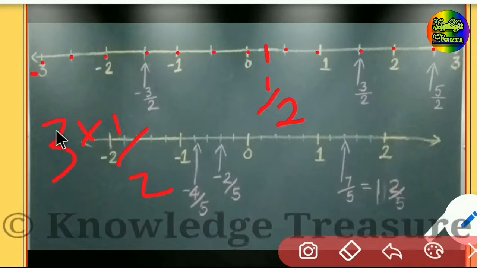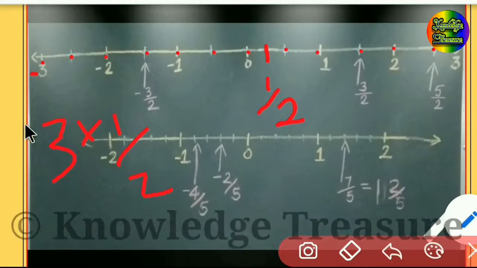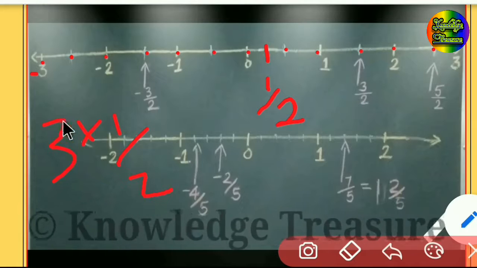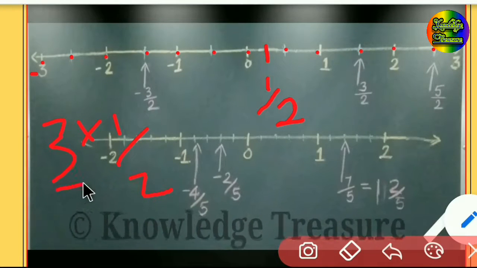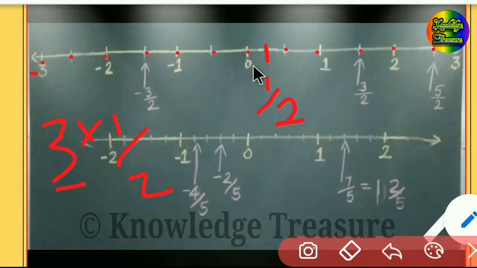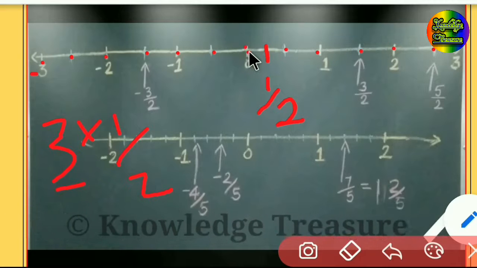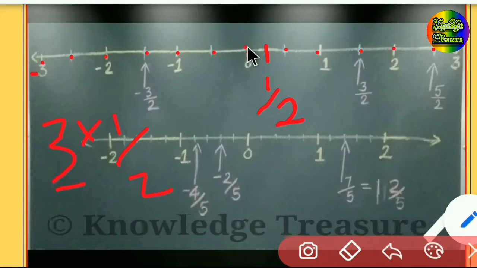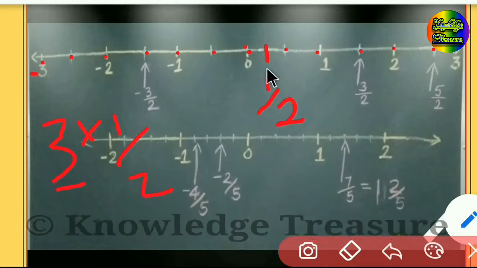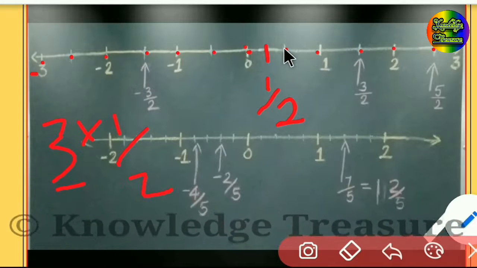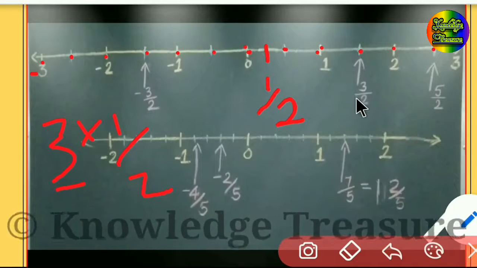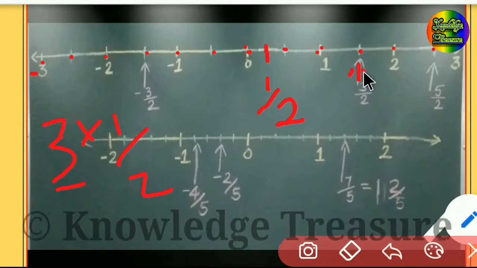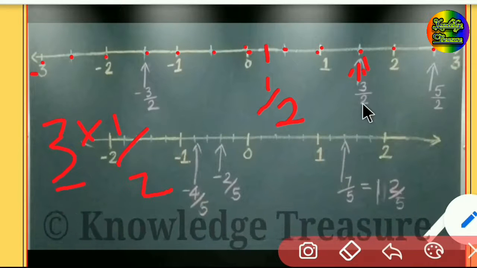So while showing 3 upon 2, how many parts of 1 upon 2 we need? 3 parts we need. So after 0, count the 3 points. This is 0. From 0, we are counting on the right hand side because this is a positive number. First part, second part and third part. So we are getting 3 upon 2 here.